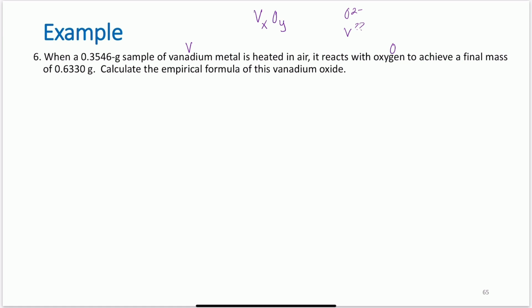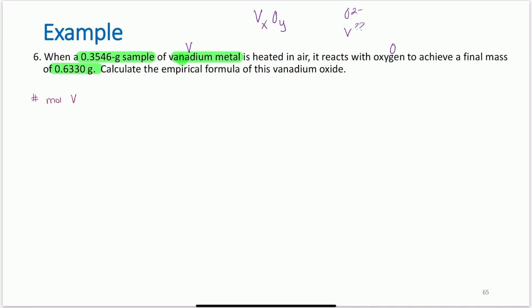So let's go ahead and think about what we've got here. Let me highlight what's important. 0.3546 gram sample of vanadium metal. Heated in air, reacts with some unspecified amount of oxygen and gets a final mass of 0.6330 grams. Well, I do know the number of grams of vanadium I have, so I can go ahead and calculate my moles of vanadium. So let's go ahead and do that.